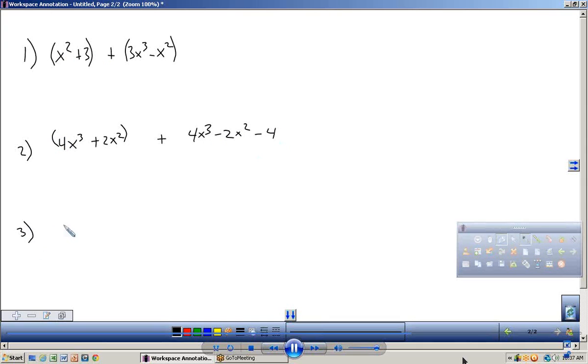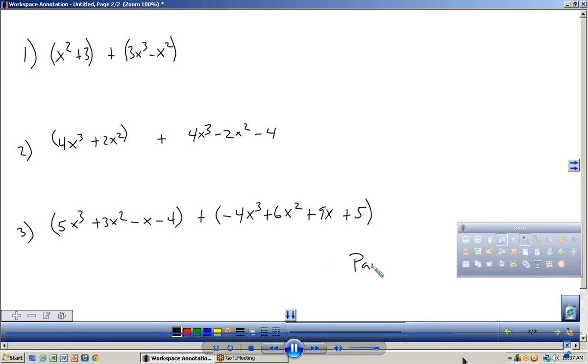And the last one, let's not go too big. 5x cubed plus 3x squared minus x minus 4. You're going to add that one to, let's see, negative 4x cubed plus 6x squared plus 9x plus 5. Okay, so go ahead and pause and try these, and then I'll show you the answers here when you unpause.